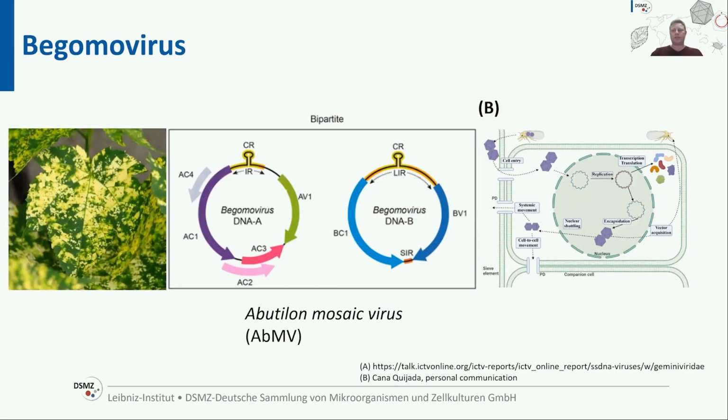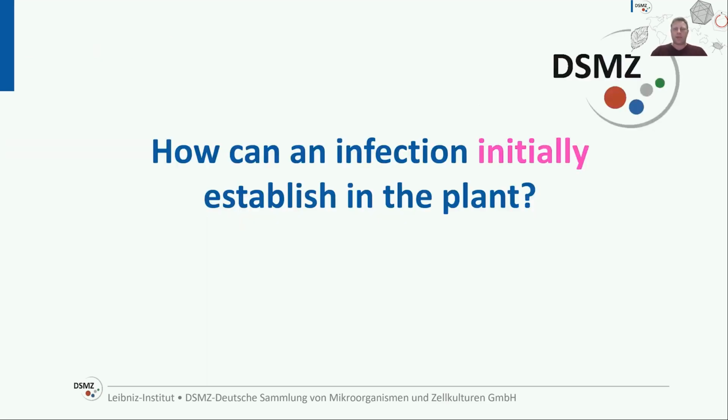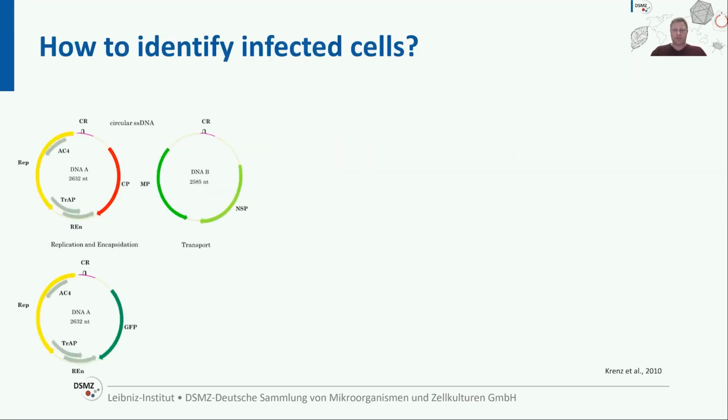We focus on the study of the mosaic virus. It's a model virus for bipartite begomoviruses for us. We want to understand how it interacts with the plant host and how viral diseases do their thing at the molecular level. In particular, we address the question: how does ABMV manage to establish itself in a host plant? And we want to investigate the very first steps that lead to a successful infection.